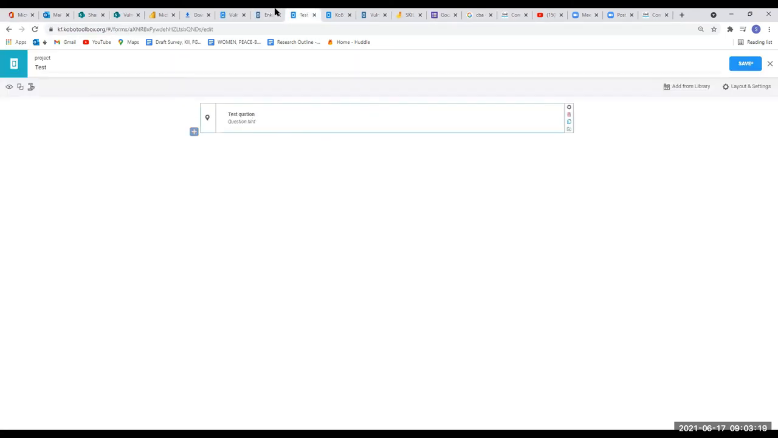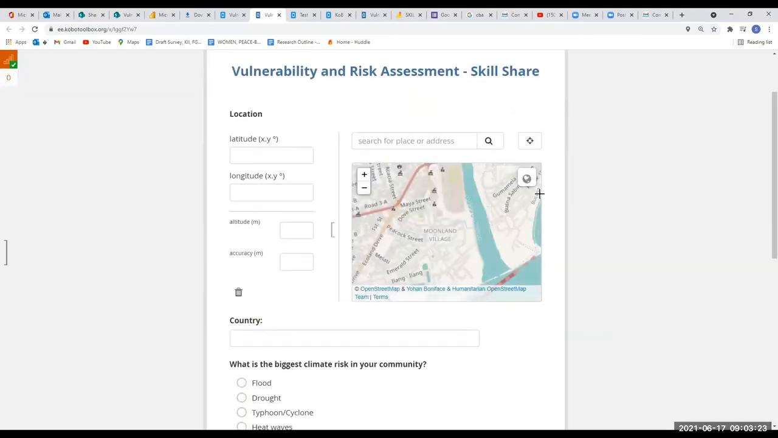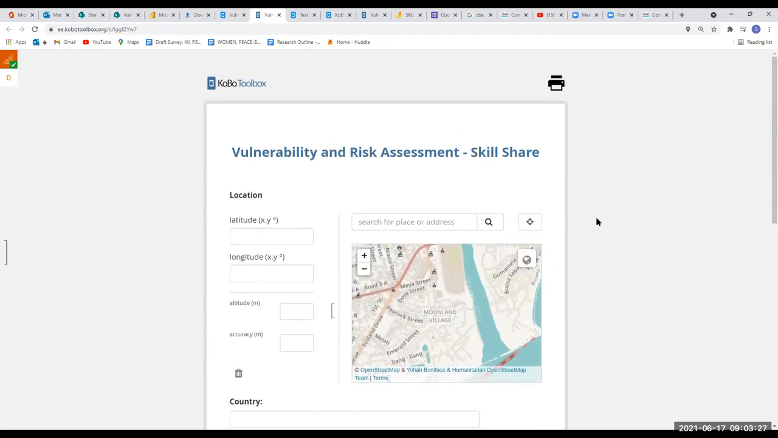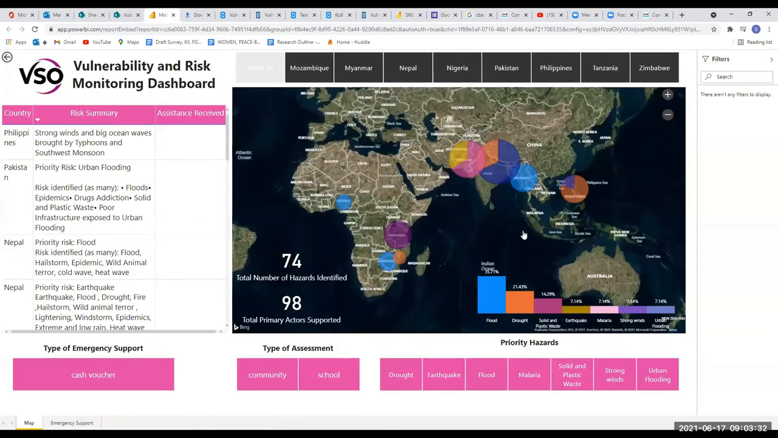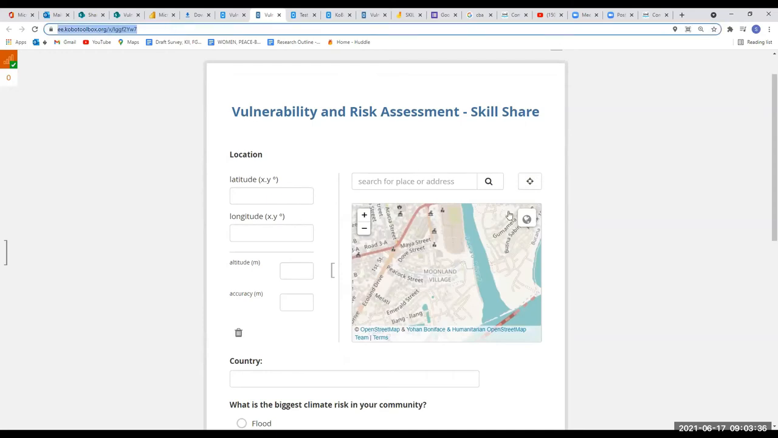So the configuration here is point. So point looks like this. So this is where we collect the information that we use to populate the dashboards. So starting from this, let me share the link to you so that you can try to fill it up.